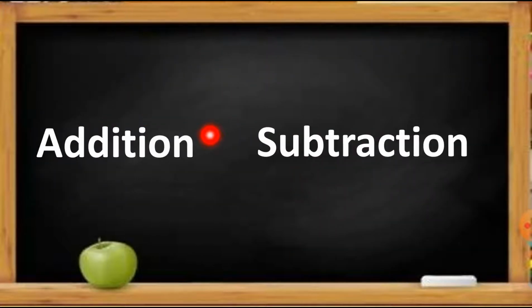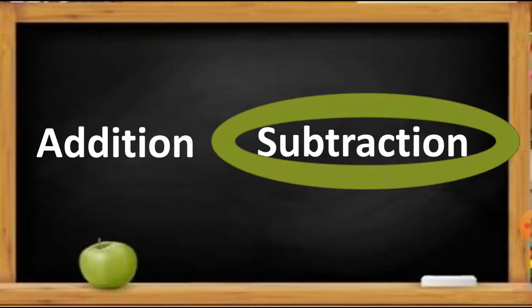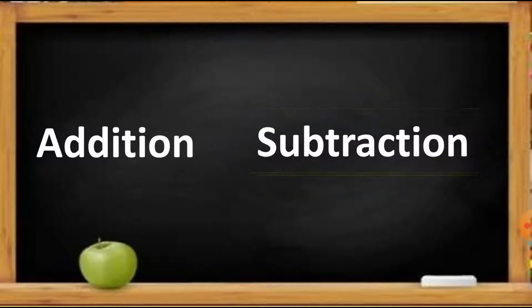So which operation do we have to follow? Which operation do I have to circle, students? Do you know which will come? Here is the answer. The answer is subtraction. You have to circle subtraction. So students, hope this topic is understood better now. Now let's see the next one.